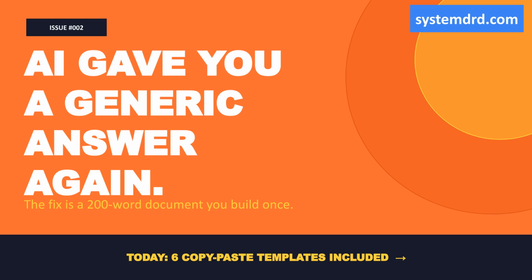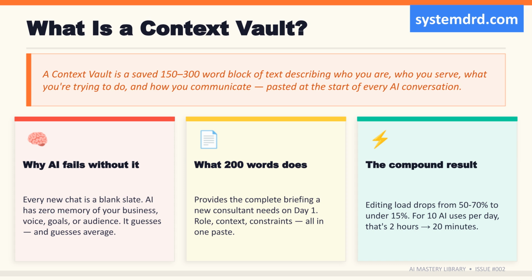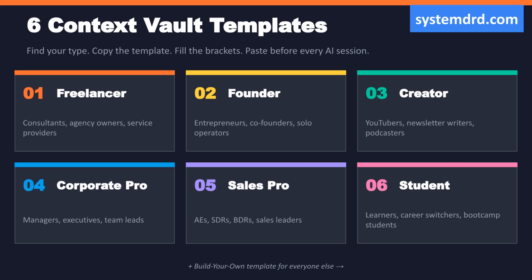I have 6 copy-paste templates for you. A context vault is a saved block of text, around 200 words, that you paste at the start of every AI conversation. Every new chat is a blank slate. AI has zero memory of your business or voice. It guesses, and guesses average. Giving AI context provides a complete briefing in one paste, dropping your editing load from 50 to 70% to under 15%. Here are all 6 templates we are covering today: Freelancer, Founder, Creator, Corporate Pro, Sales Pro, and Student.